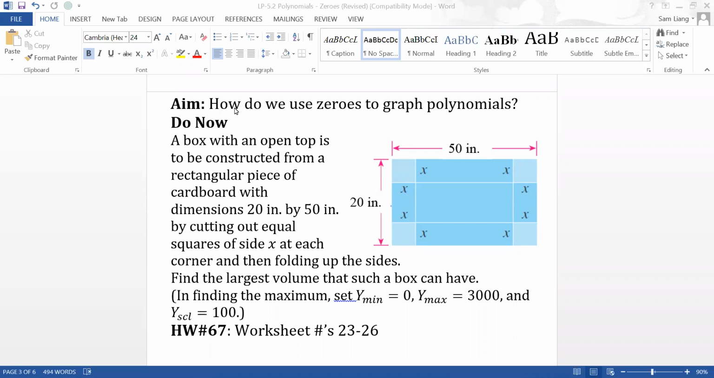Today we're going to talk about graphing polynomials using the zeros, or another way to say zeros is x-intercepts. Now is another optimization problem, just to keep that idea fresh in your mind.